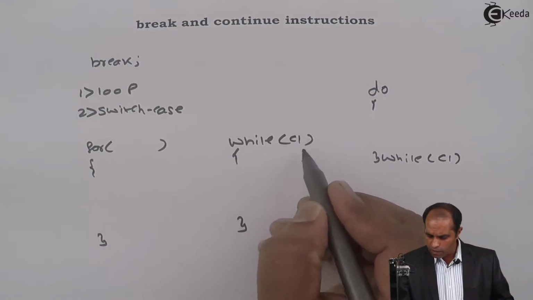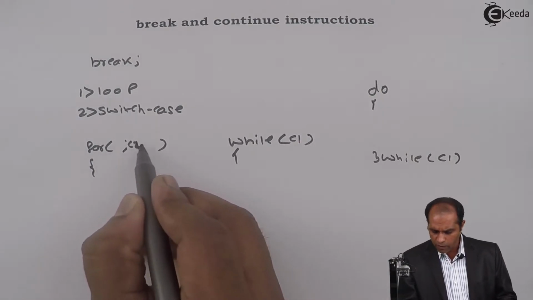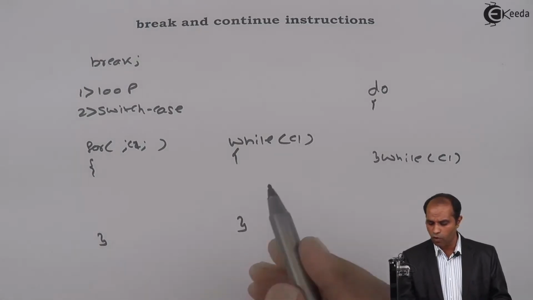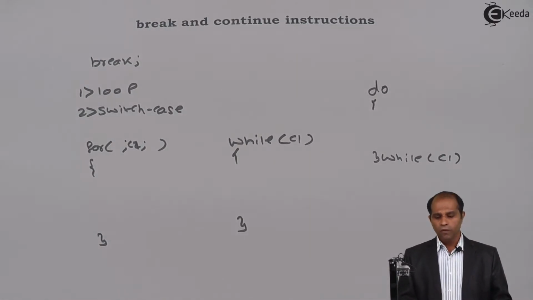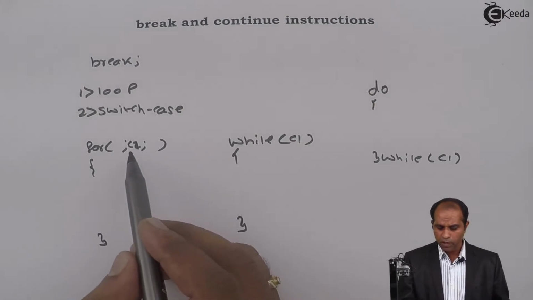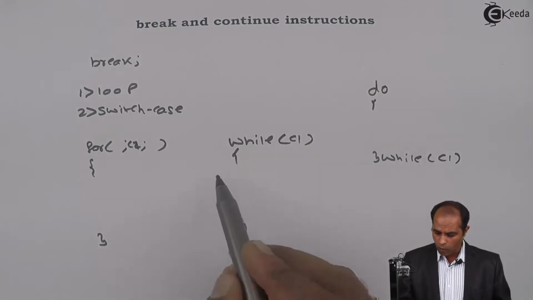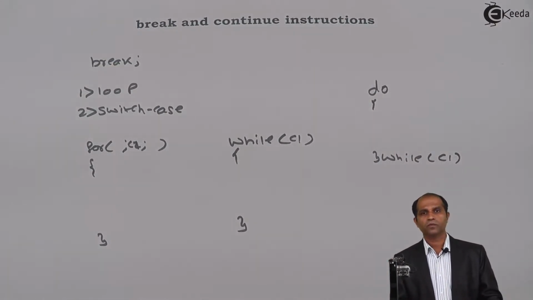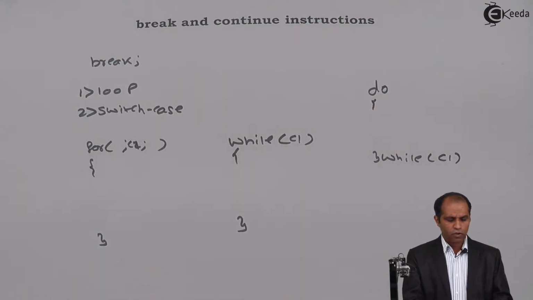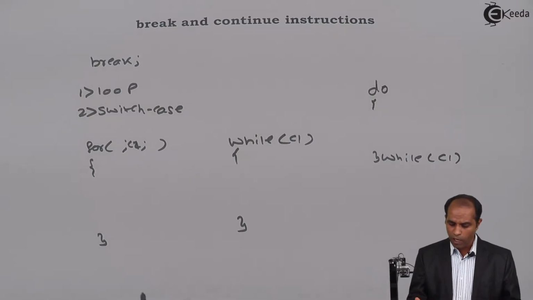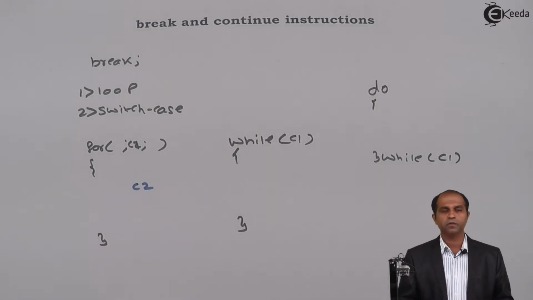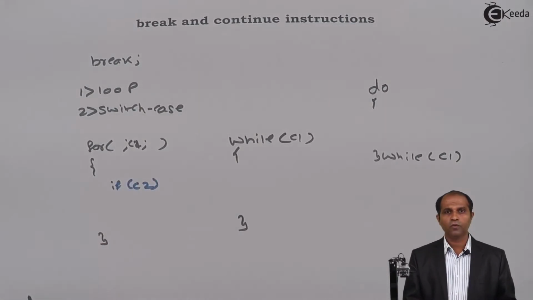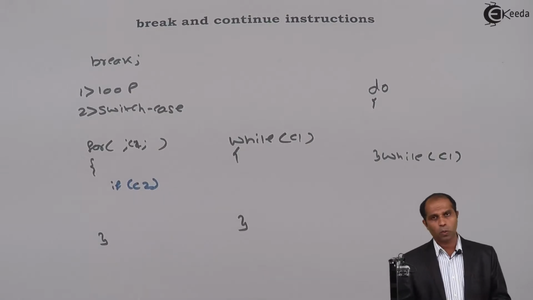I'll say while C1, and here also I'll place C1 as a condition. So I have these instructions in a for, while, or do while. We know that this for is going to repeat till C1 remains true. Your while repeats when C1 is true. Your do while also repeats when C1 is true. Suppose in the middle of this particular loop, I wish to introduce one more condition, that is C2. If ever C2 turns out true, I wish to terminate this particular loop.